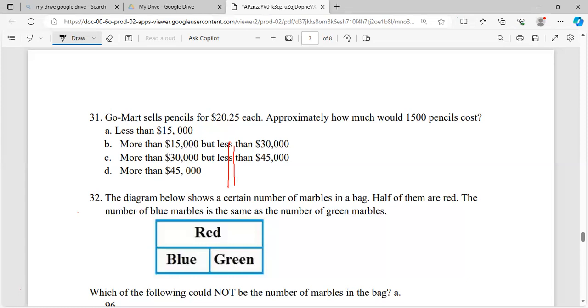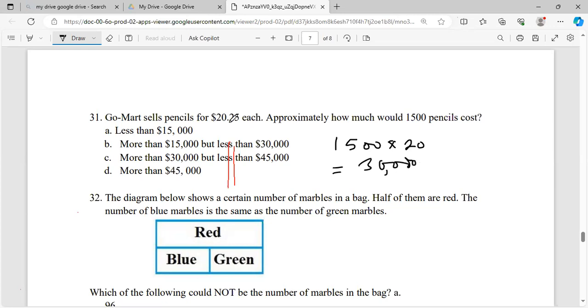Sir, I think it's C. Tell me how you guys work it out. You estimate? I pick D. You multiply the 1,500 times the $20.25. You could just multiply it by 20 first, right? And you'd have gotten what? 30,000. Correct? So I got 30,000.